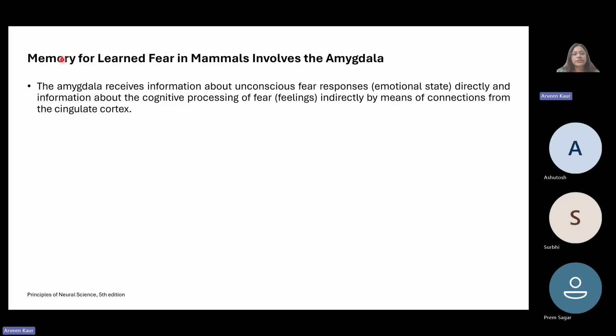Again, we have talked about this a few times now, that memory for learned fear in mammals involves the amygdala. This amygdala receives information about unconscious fear responses or emotional state directly, and the information about cognitive processing of fear or feelings indirectly by means of connections from the cingulate cortex.